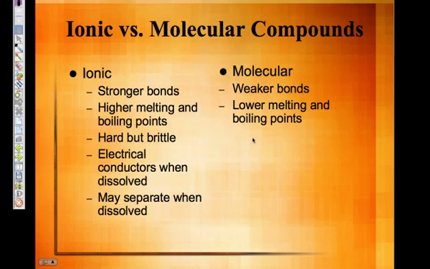So for ionic versus molecular compounds, some different traits of both. Ionic bonds are stronger bonds than molecular bonds, so ionic bonds are stronger than covalent bonds. They usually have higher melting and boiling point. Because they're stronger bonds, it takes more energy to break the bonds, so they would have a higher melting and boiling point. They're usually hard but brittle. Think about salt. Salt is easily breakable. Brittle means you can break it pretty easily.